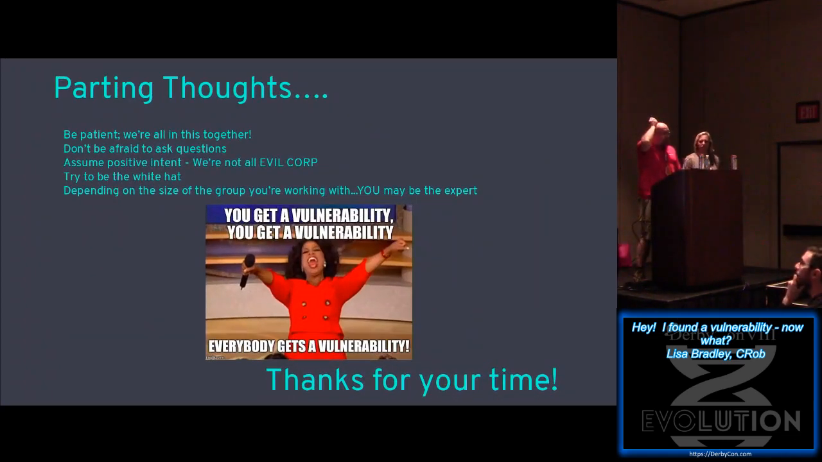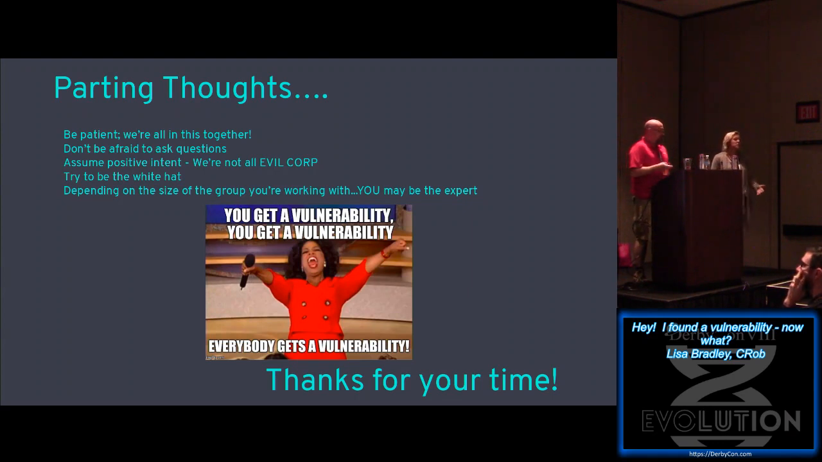So for our parting thoughts here, be patient. We're all in this together. Even though your goal may be rewards and promotions and your name on the internet, we're here to try to safeguard end users of this stuff. So we ultimately are trying to help make things more secure. So please be patient. Sometimes it might take a little longer than you might initially anticipate.